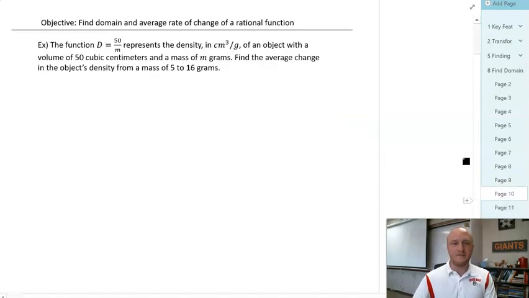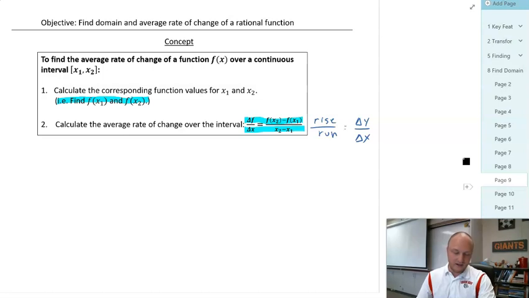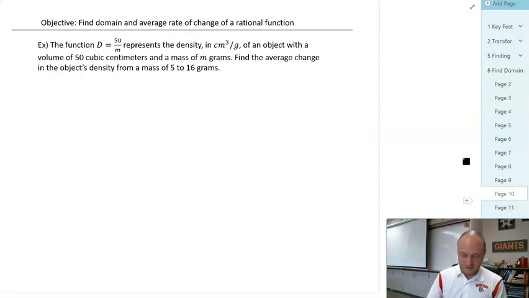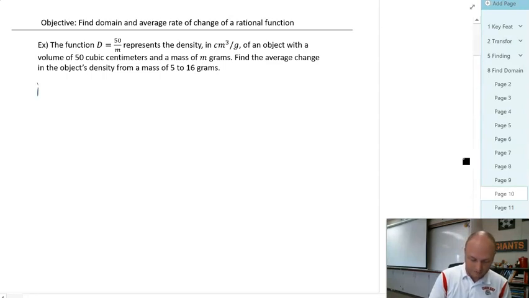In this example, it says the function d is equal to 50 over m, which represents the density in centimeters cubed over grams of an object with a volume of 50 cubic centimeters and a mass of m grams. Find the average change in the object's density from a mass of 5 to 16 grams. Okay, so step 1, I need to calculate the corresponding function values over the interval. So I'm going to write step 1.